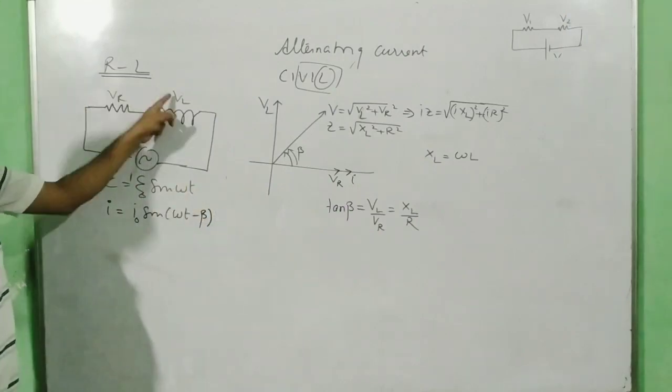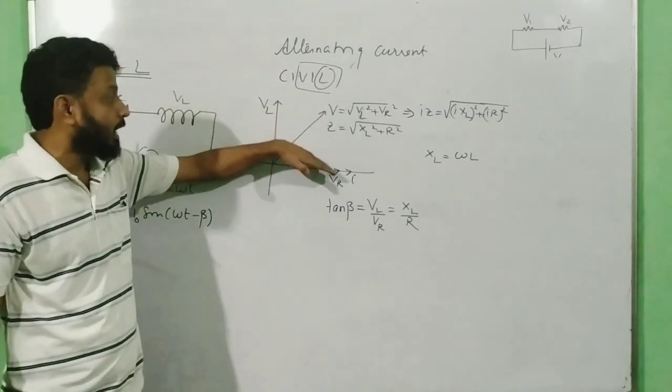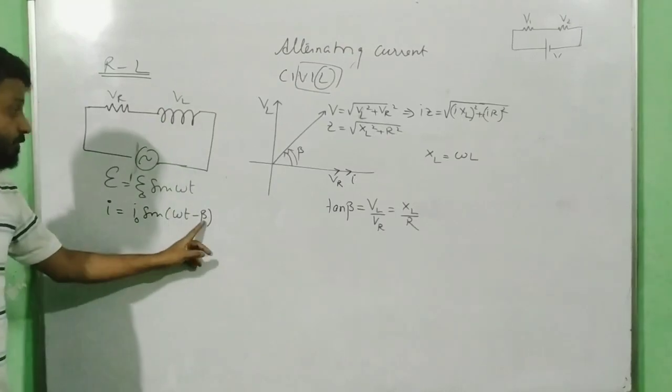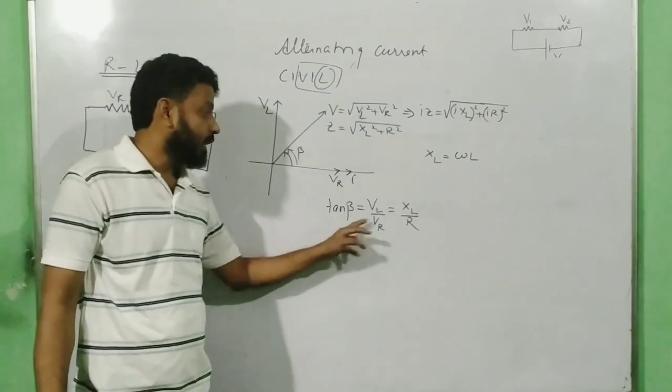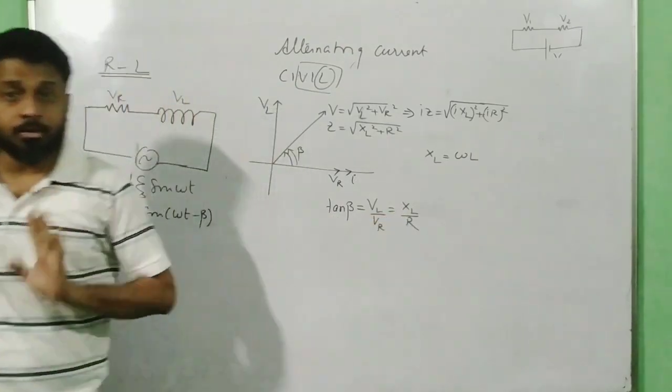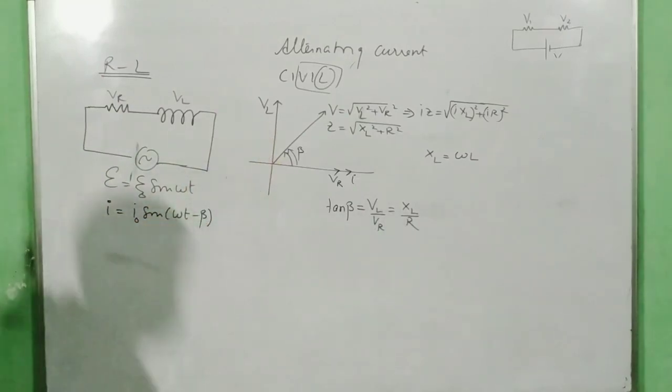So what happens in RL circuit? In RL circuit, EMF is ahead of current by a phase of beta. How to find that beta? That beta I can find as XL by R. Done? Tan beta equal to XL by R.